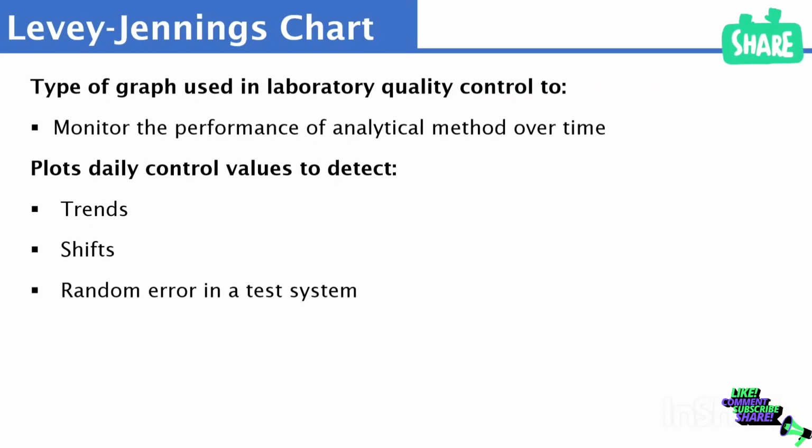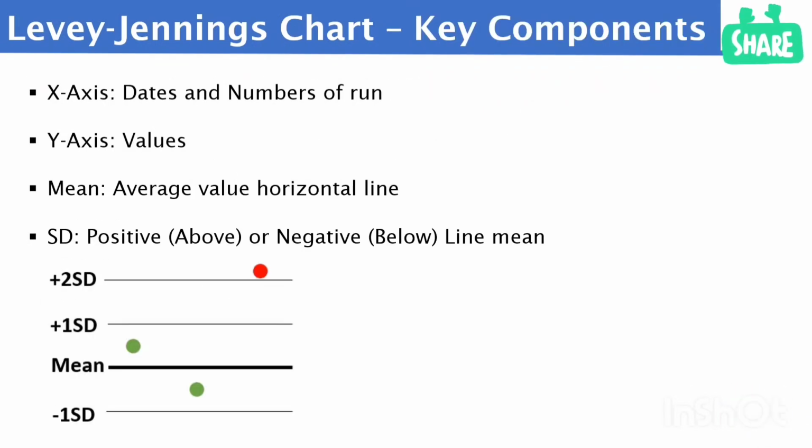So the Levey-Jennings chart is a chart or a graph that helps us to monitor the performance of an analytical method over time. That plot will help us to see the trend of the quality control, see the shift of each of the points of the quality control, and that can also help us to detect whether there is a presence of either random or systematic error. I think I'm just going to show us an example. So this is just an example of a Levey-Jennings chart. Okay, so these are the key components.